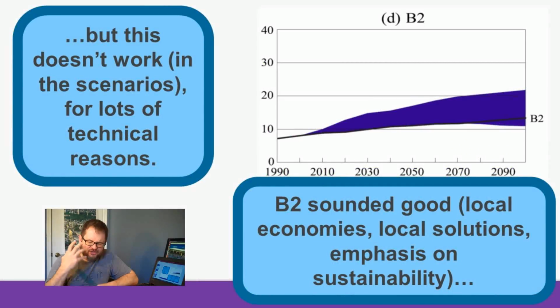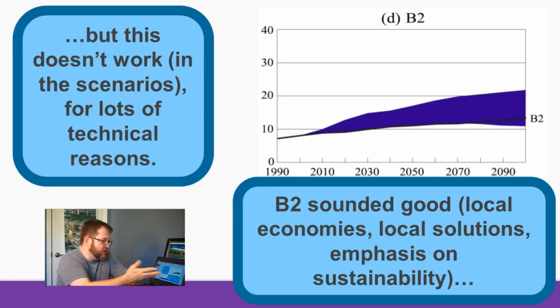At first blush, B2 doesn't sound so bad. It talks about things like local solutions, emphasis on local sustainability, local economies, but it just doesn't work played out over 100 years. Solutions that make one economy more efficient don't spread to other economies in a world that's not sharing technologies and so on. There isn't global trade putting pressure on different economies to become more efficient. It just doesn't work out. What sounds at first like not a bad scenario for the future, in fact, turns out to fall apart for all kinds of technical reasons.